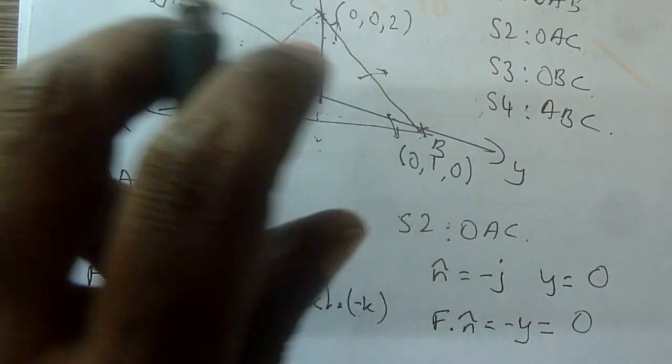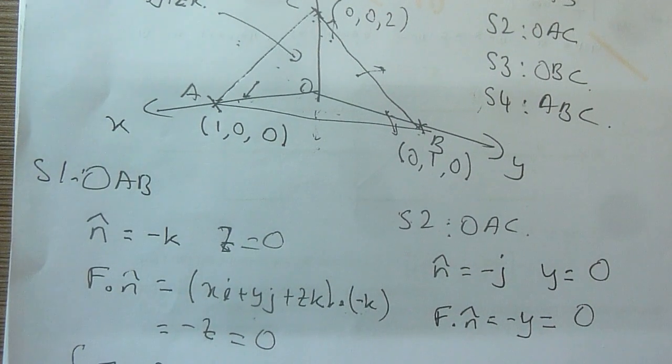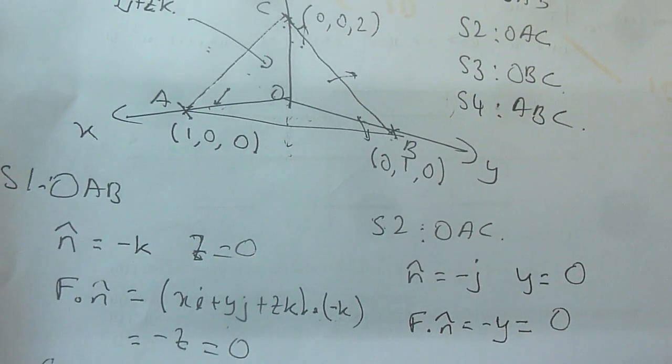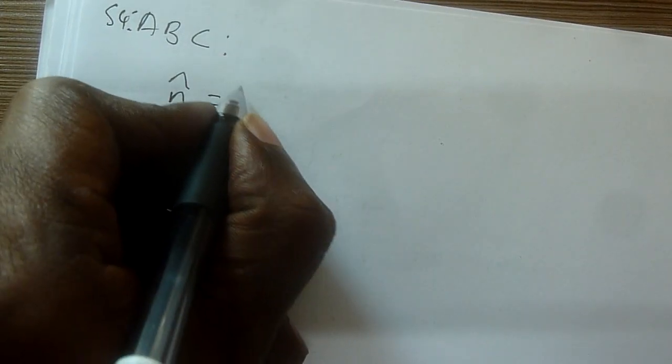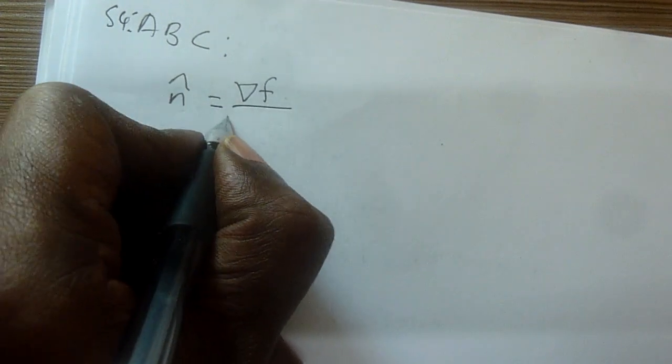Therefore how are we going to handle this problem? In order to solve this problem, first we need to use ABC, which is S4, and we need to use del F.